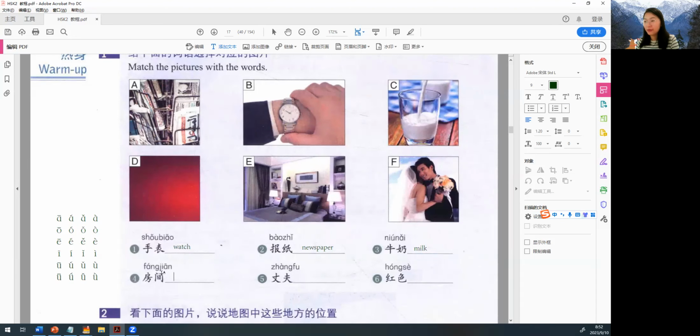The four, 昂 for 昂房. n, en, zen 间 for 昂房 zen 间, 房间. 房间 means room.